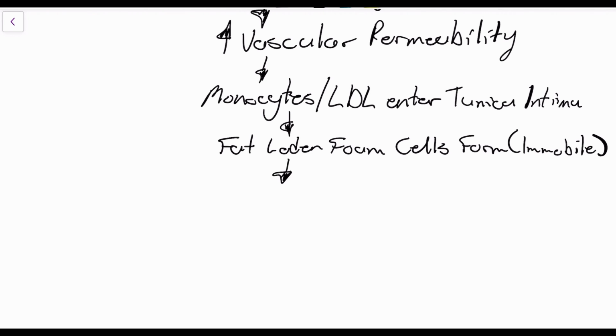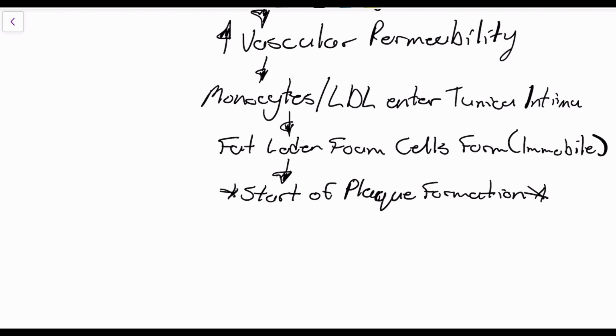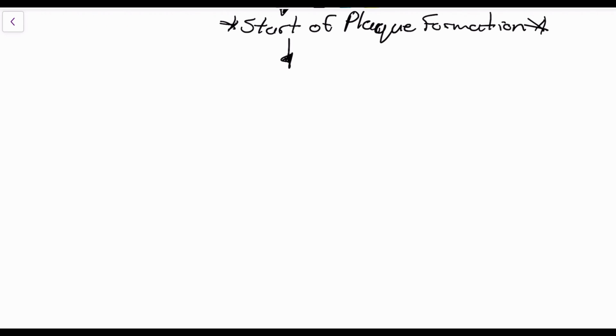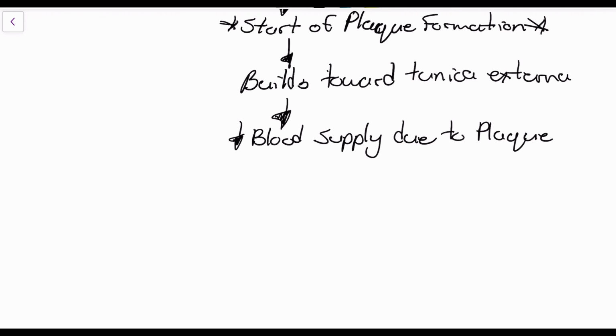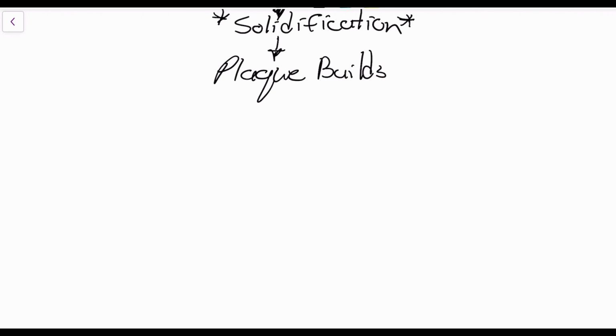Monocytes engulf LDL and turn into fat-laden foam cells, which are immobile. This marks the start of plaque formation. The plaque begins to build towards the tunica externa, resulting in a decrease of blood supply. This plaque now begins to solidify. Plaque builds towards the lumen, which results in a turbulent blood flow and decrease in perfusion distally.